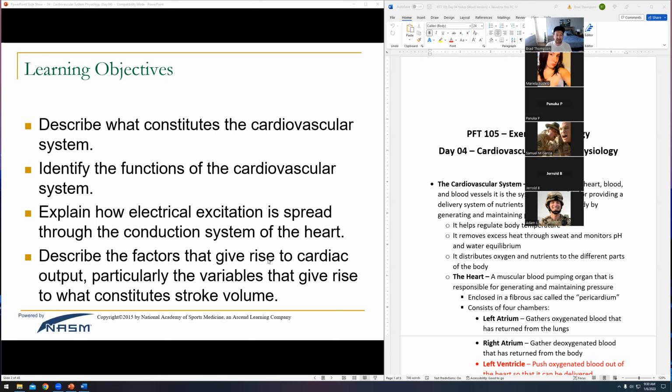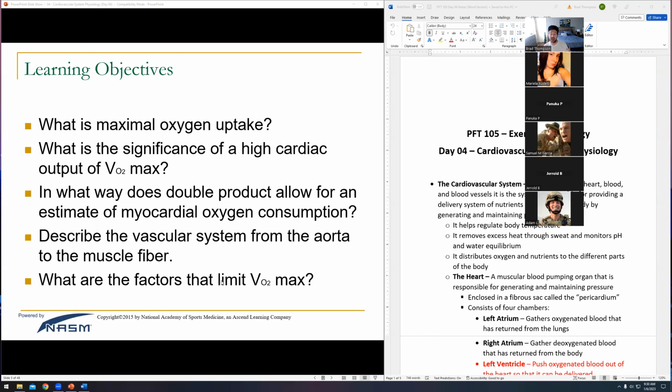What factors give rise to cardiac output? We want to understand that. We do want to understand how our heart actually functions. That is where we're going to look at how we can actually improve that over time and why exercise is just so gosh darn good for us. Then we'll tie everything together to what we talked about yesterday with our VO2 max.